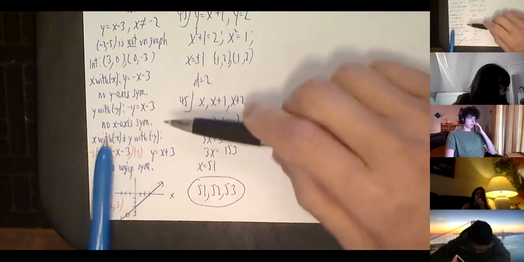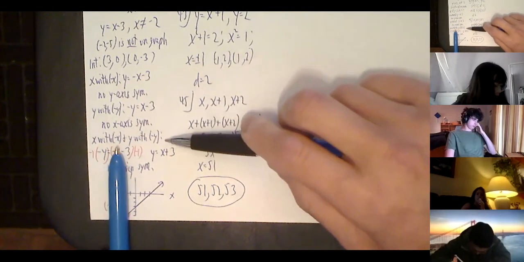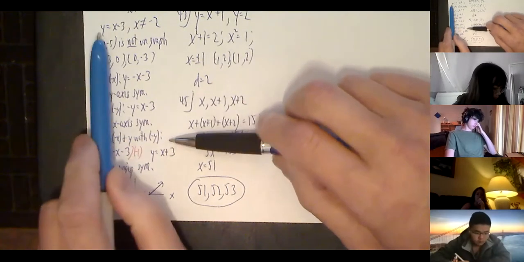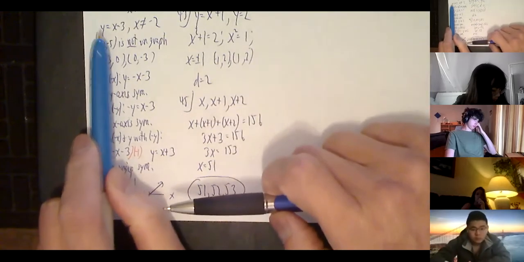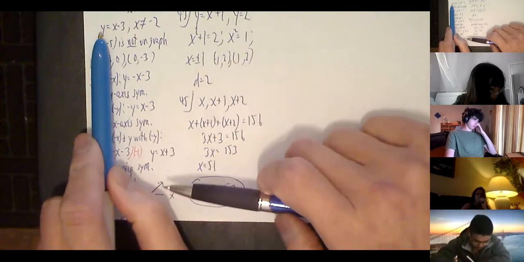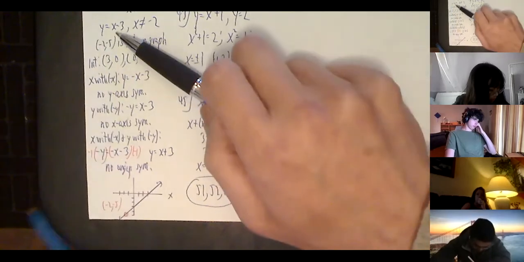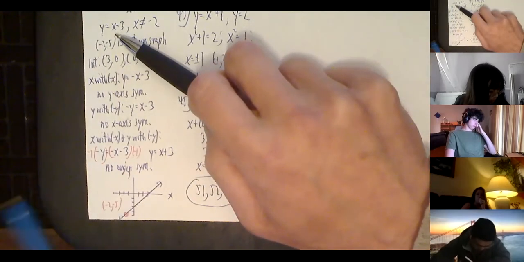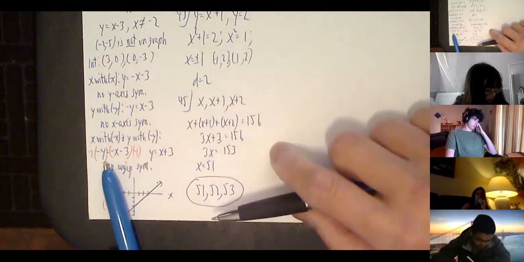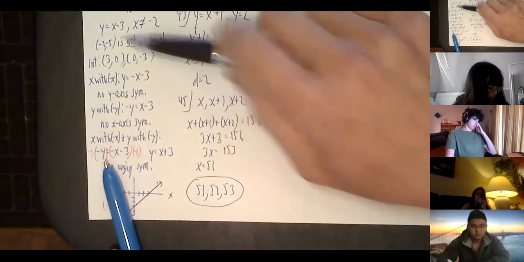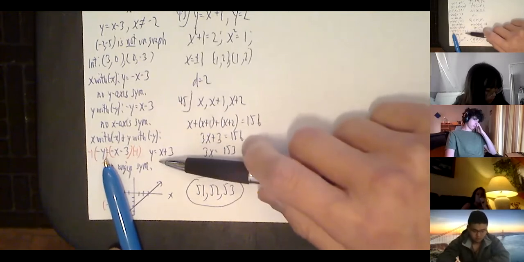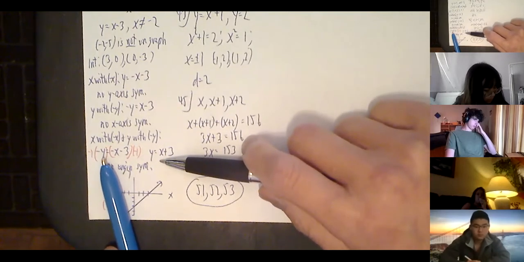And finally, if you do both, replace x with negative x and y with negative y. That means right here, change this to negative y, change this to negative x. It's going to look like this, right? It'll say negative y equals negative x minus 3. Okay. Now, they're all negatives.